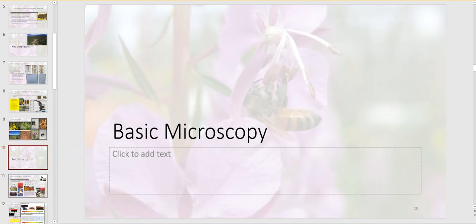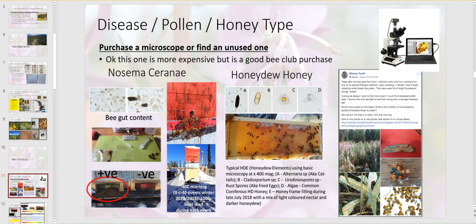So on to microscopy. Microscopy, I found, is a very useful tool. I've been doing my own nosema checks for the last 4 or 5 years, checking the bee guts, observing different pollen, yeast spores, rust spores, nosema, so positive, negative, high mortality, low mortality.